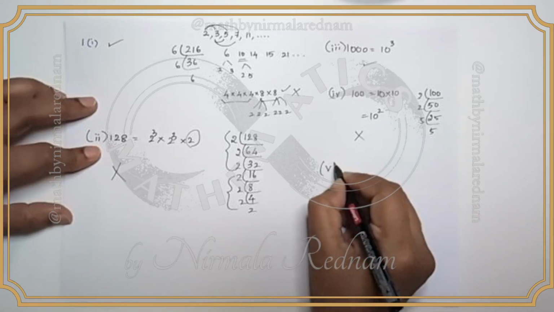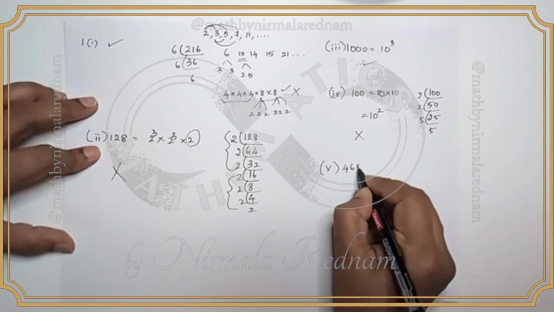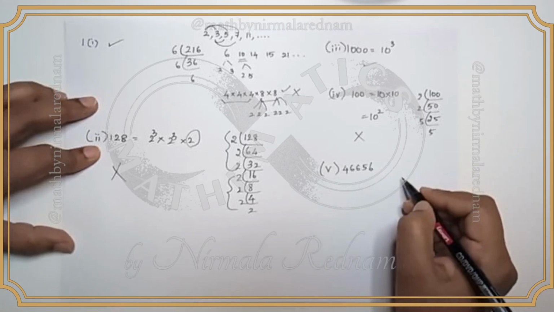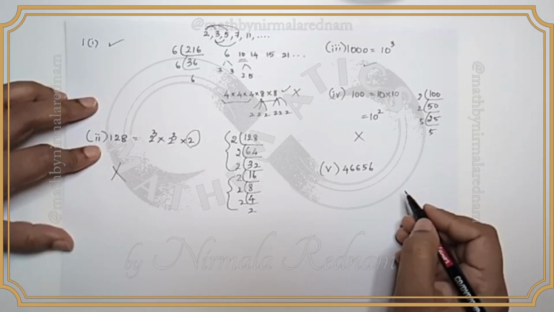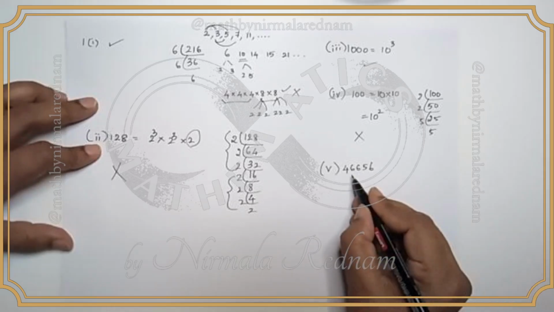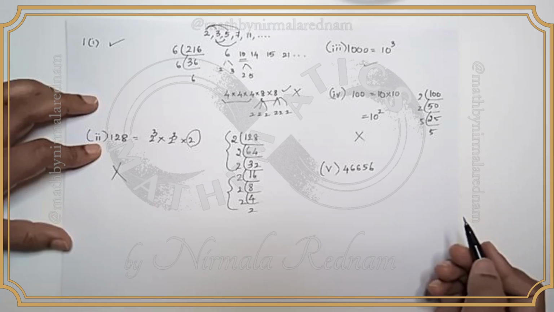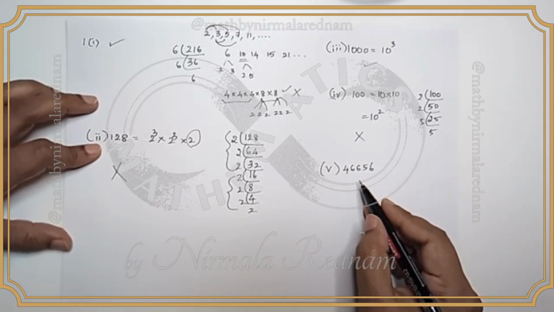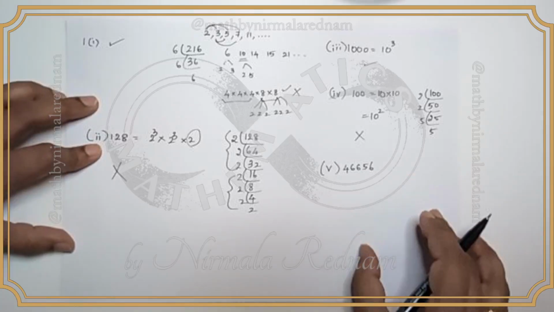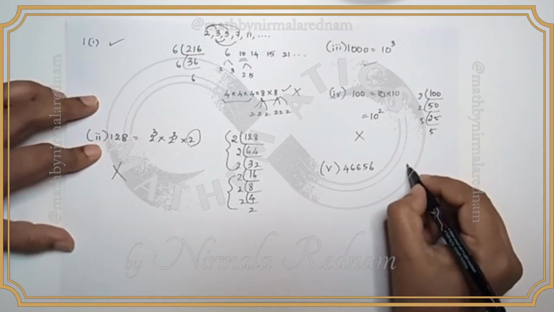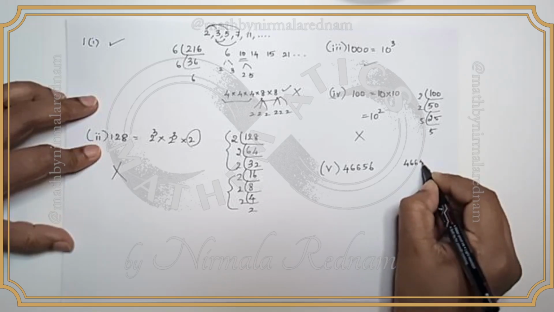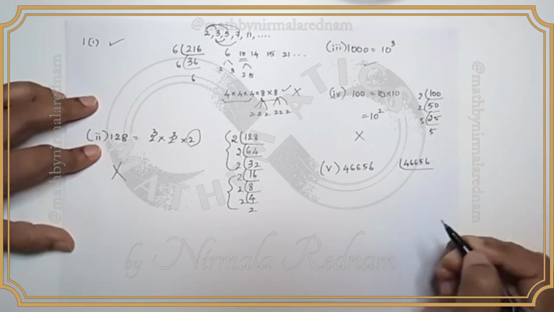Next is 46656. Now here you will see the merit of what we have been talking about. This is a 5-digit number, pretty huge, and if I were to start with 2, it is going to take a lot of steps, a lot of space, a lot of time.